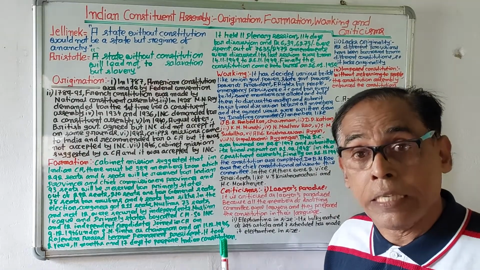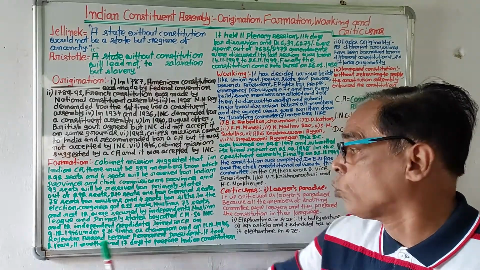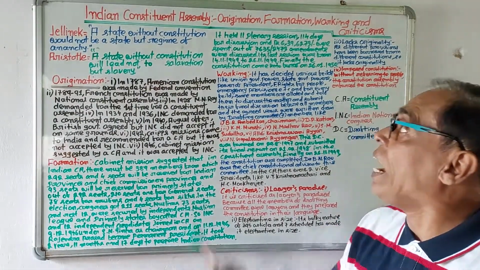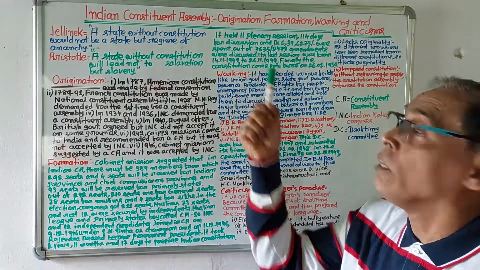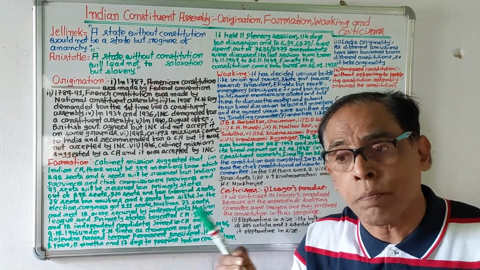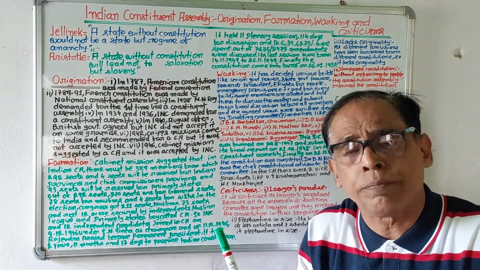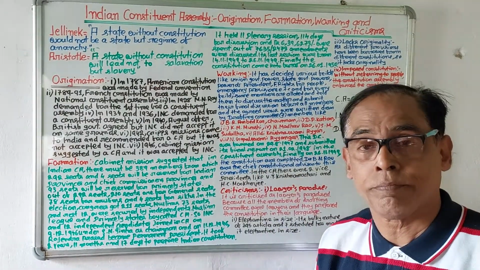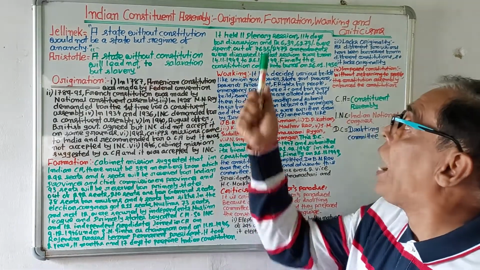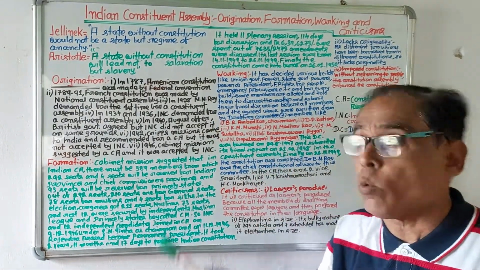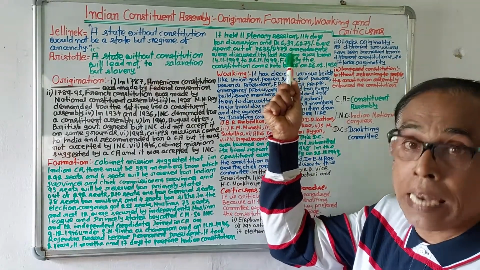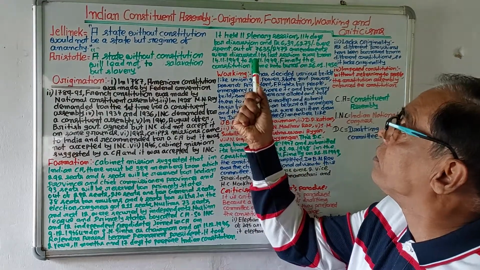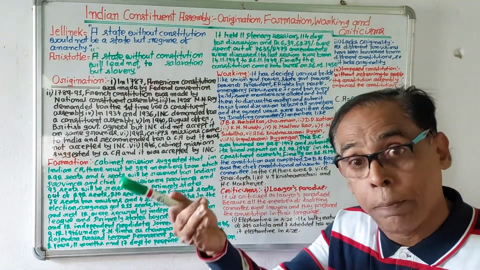And this Indian Constituent Assembly took 2 years, 11 months, 17 days to prepare the Indian Constitution. And it had 11 plenary sessions. Plenary session means a session where all the members are present. It took 11 plenary sessions, 114 days for discussion, and the total expenditure was 6 crore 39 lakh 6,273 rupees.